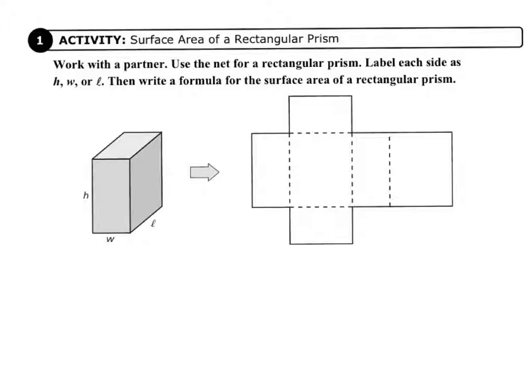So they have drawn for you the net of the three-dimensional figure to the left on the right. It says label each side as H, W, or L, height, width, or length. Then we're going to write a formula for the surface area of a rectangular prism. So let's start by labeling our sides, and we can tell really easily that the short sides are the width. So we'll label those with W's.